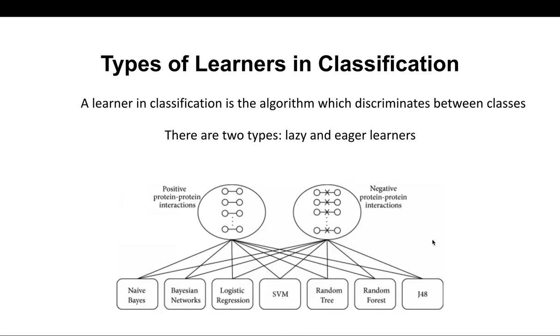Let's talk about what types of learners are in classification. A learner in classification is the algorithm which discriminates between the classes or categories of variables. There are two types of learners, lazy and eager learners. Let's first talk about lazy learners.